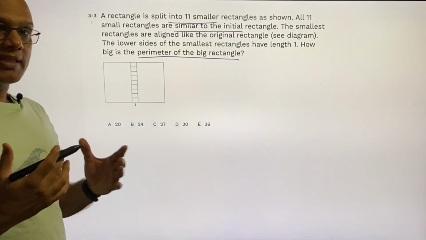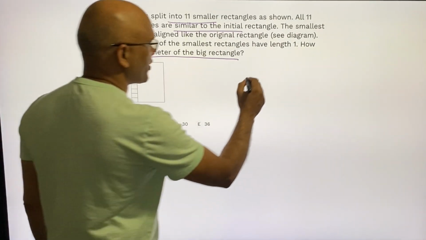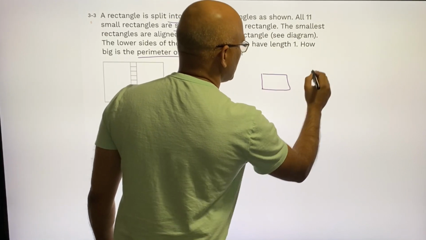Okay, so what does it mean by two rectangles being similar? Let me draw the two rectangles. This is 1.